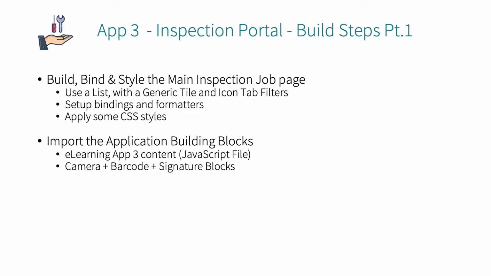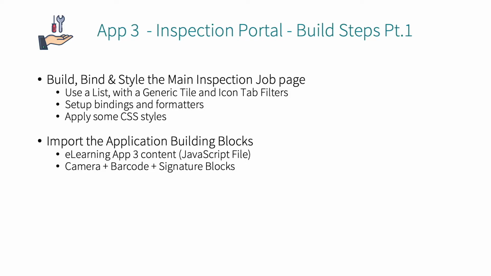After this, we'll import the application building blocks that we need for this application, and this will consist of the eLearning Pt.3 content building block, which is just going to be a big JavaScript file containing all of the functions we need. There'll be 5 functions laid out as skeleton code ready to build the logic into, and then on top of this we'll download 3 additional building blocks for working with the camera and uploading images, scanning a barcode, and capturing a signature.